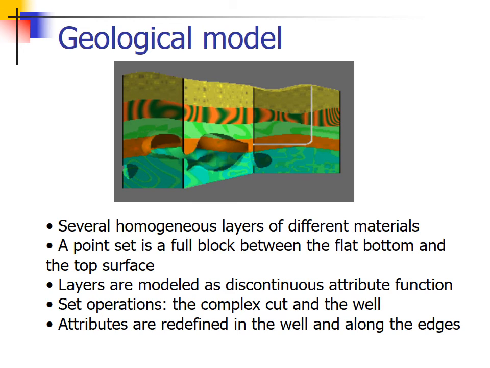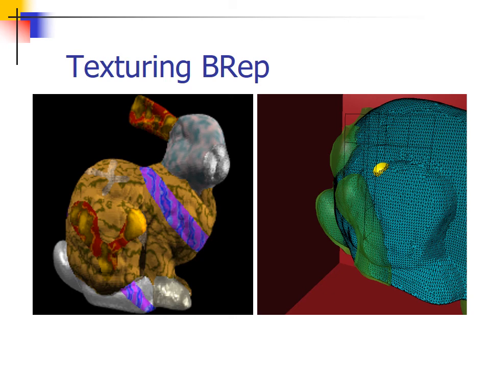The complex cut and the well were modeled by set theoretic operations under geometry. Attributes are redefined in the well and along the edges. Such constructive texturing can be used in texturing boundary representation by algorithms of polygonization.